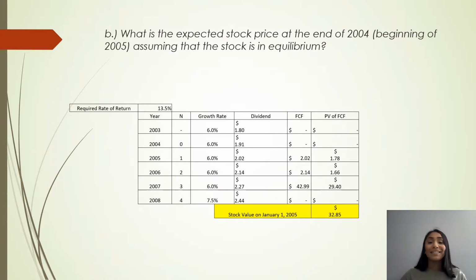What is the expected stock price at the end of 2004, assuming that the stock is in equilibrium? For this one, I used the 6% growth rate until year 2008. Then I switched it to 7.5%. So the stock value on January 1st, 2005 comes out to $32.85.